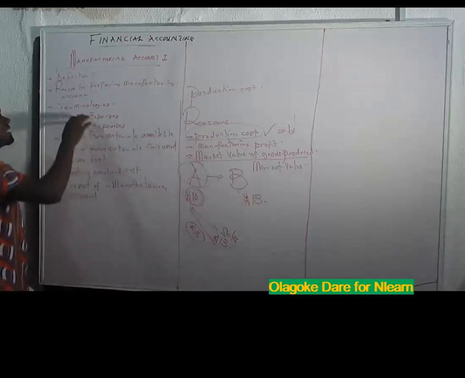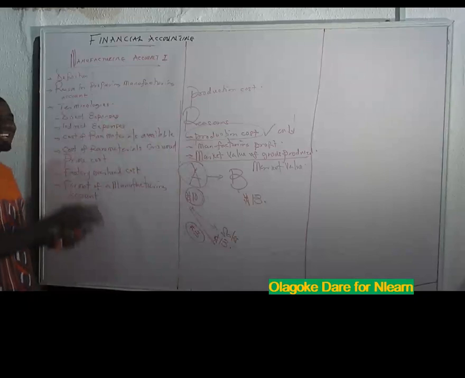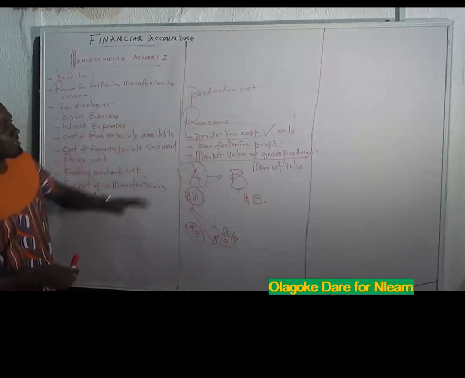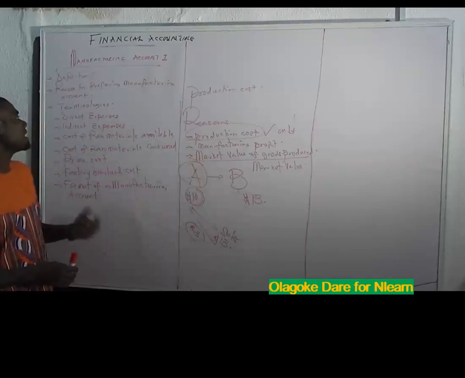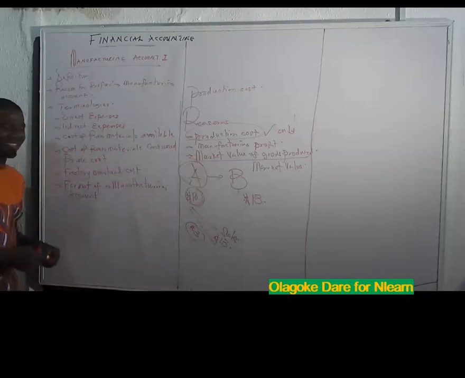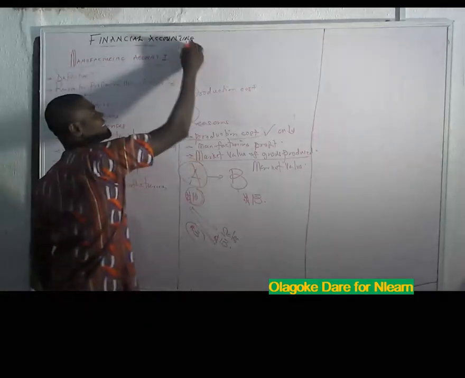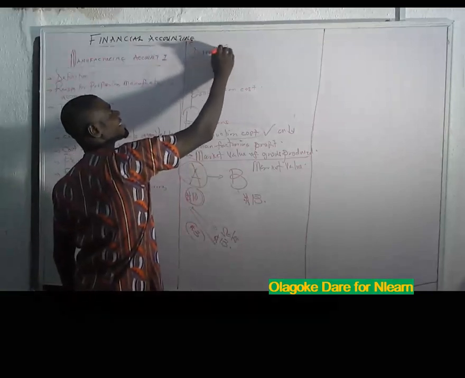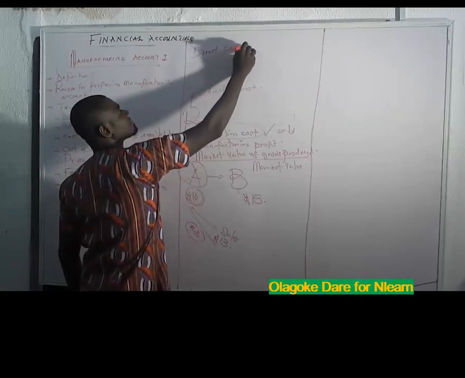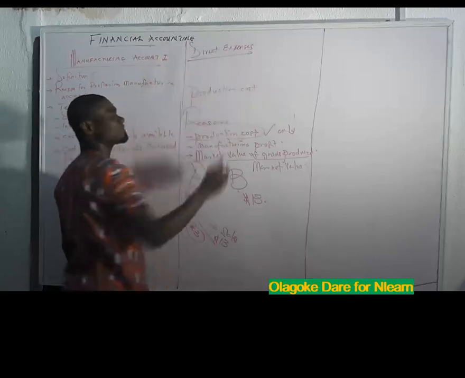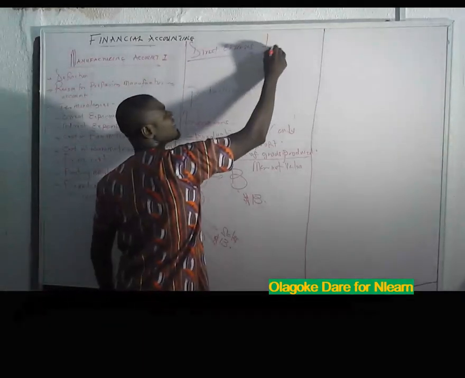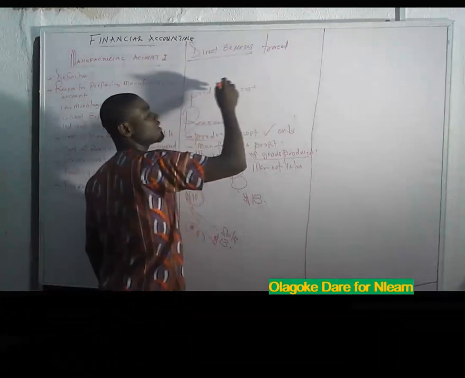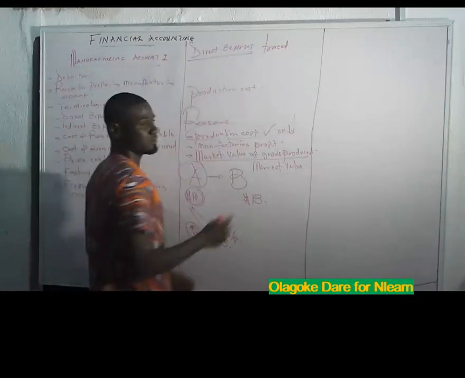Now, let's look at our terminologies that will enable us to understand the formats of manufacturing accounts. The first is direct expenses. What are direct expenses? Direct expenses are expenses that can be traced to the production of a commodity.